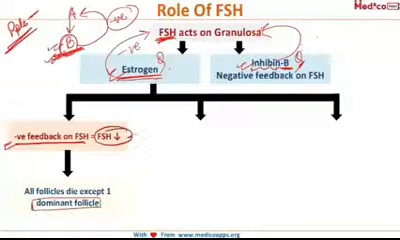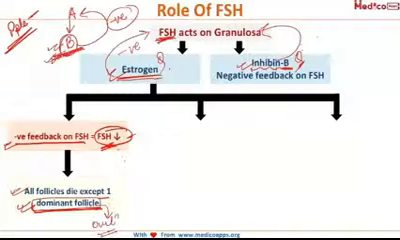Now by this time, one of the follicles is selected, and that is the dominant follicle. Apart from this, all the other follicles die because of the decrease of this FSH. I told you that this FSH prevents the atresia of the primordial follicle. So once the FSH levels decrease, all the follicles will die except one follicle, the dominant follicle. And it is from this dominant follicle that ovulation occurs subsequently.